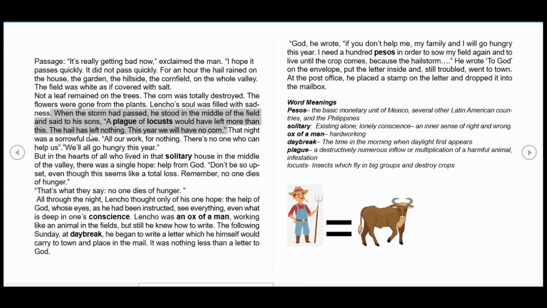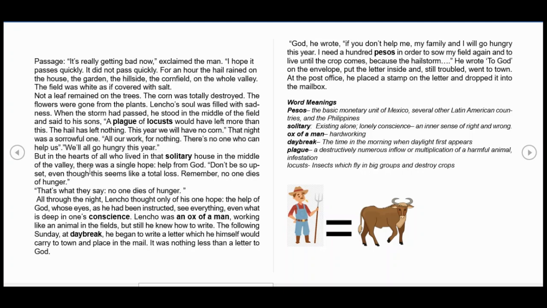But this hailstorm has left nothing on the field, and he says that this year we will not have any corn left. And he then says that the whole year we have been working and it has been for nothing. So there is no one who can help us now that the crop is destroyed. And he is distraught. He says, we all will go hungry this year since we are not going to have any corn.